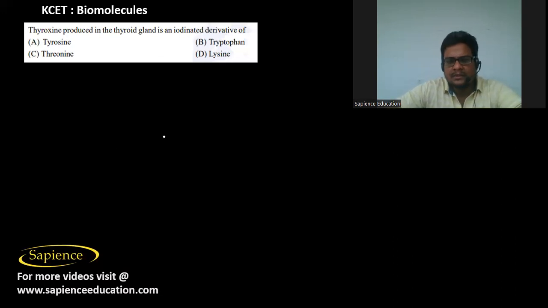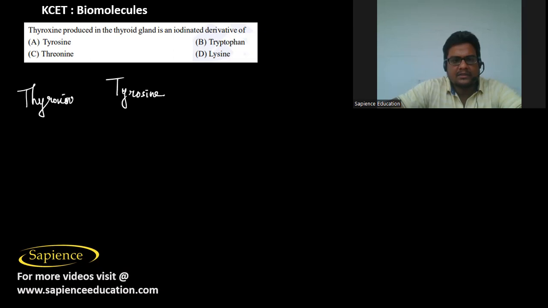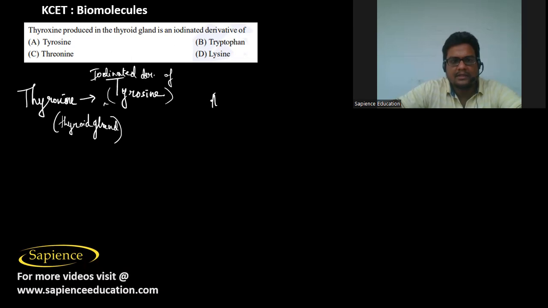So here it is told that thyroxine produced in the thyroid gland is an iodinated derivative of, so that will be tyrosine. So thyroxine is present in the thyroid gland. It is a hormone which is produced by the thyroid gland, and it is actually an iodinated derivative of tyrosine. So option A is the correct answer.